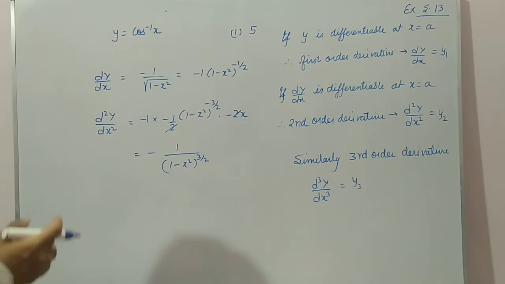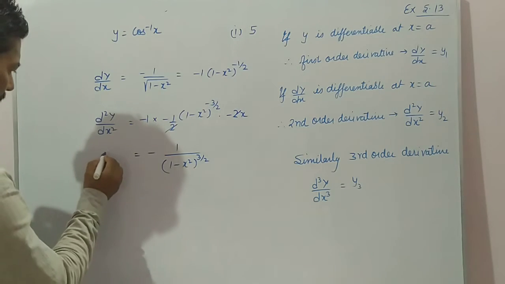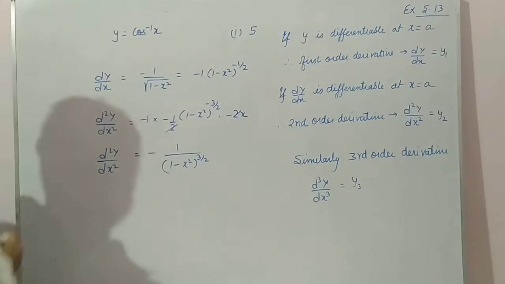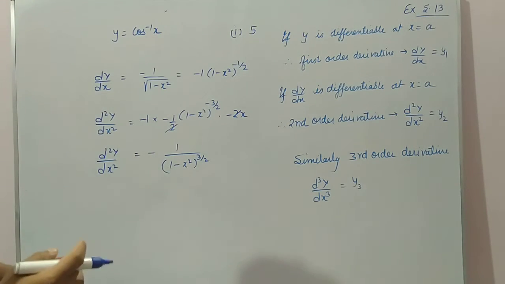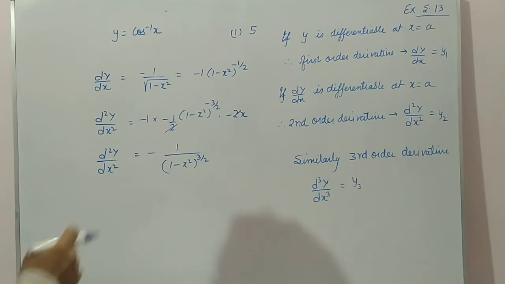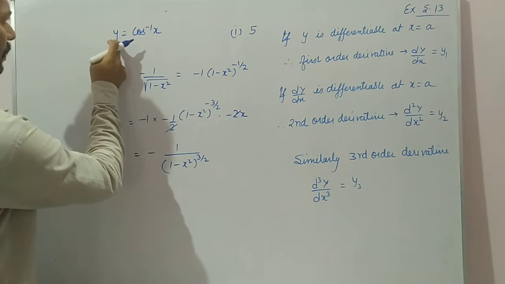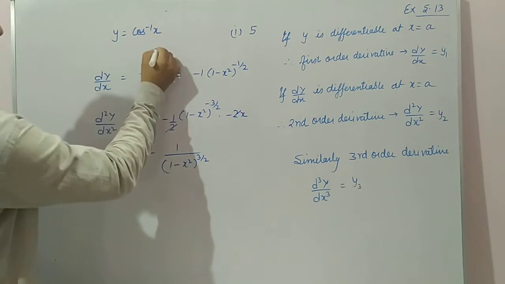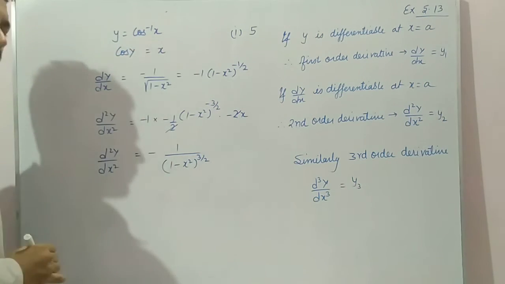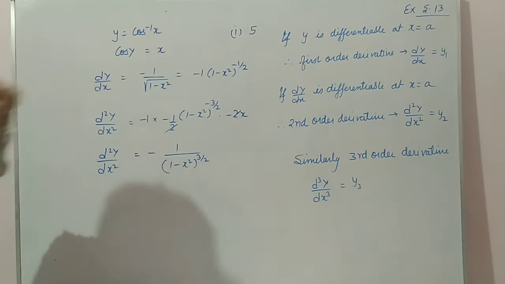Now we have to write in terms of y. So this is the second order derivative d2y by dx square. But in the question it is given that find d2y by dx square in terms of y alone. Now you see here, y equal to cos inverse x. So we can write x equal to cos y. Yes. Now we will replace it here.